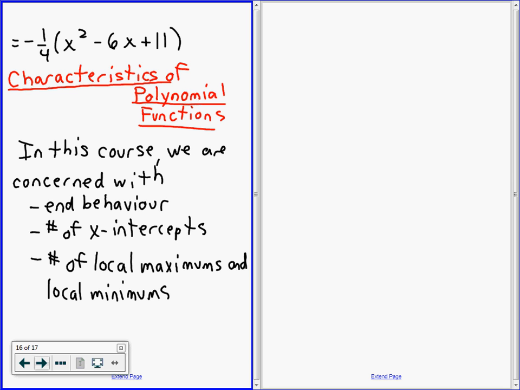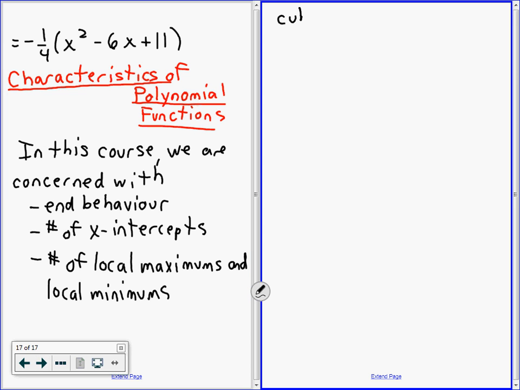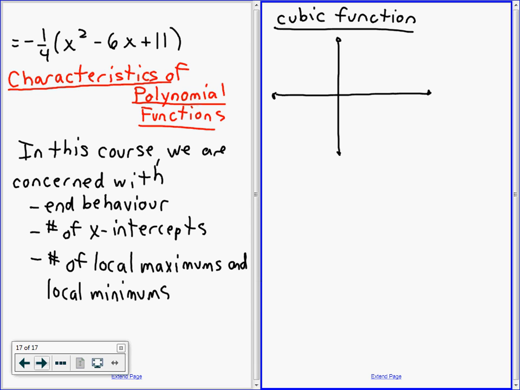So here we go. Here's an example of y equals. This is going to be a cubic function as I'm drawing on the board. Okay, that is a cubic function. Okay. How many x-intercepts does this have? 2, 3. 3. Okay. So an x cubed function has a maximum of 3 x-intercepts.